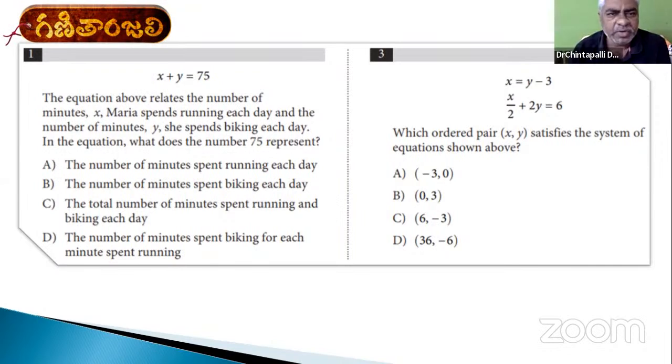The equation above relates the number of minutes x Maria spends running each day and the number of minutes y she spends biking each day.